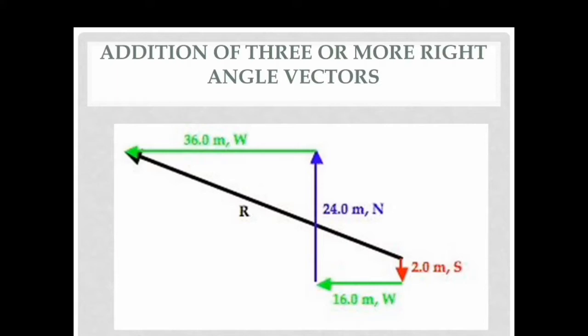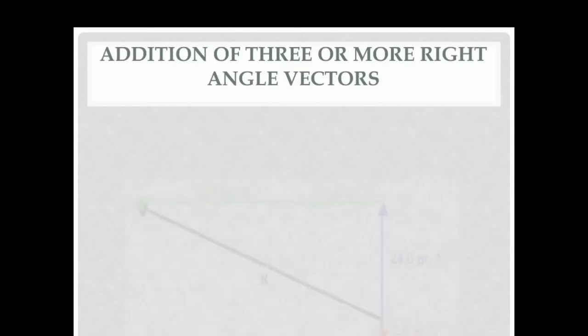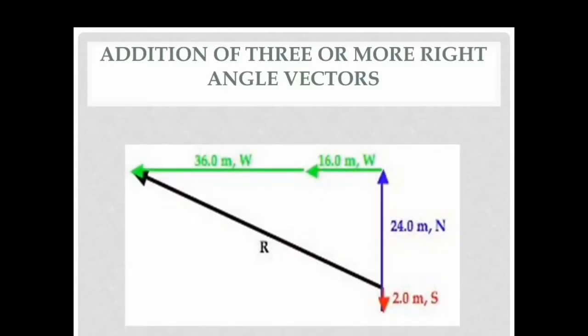The resultant vector drawn in black and labeled R in the vector addition diagram is not the hypotenuse of any immediately obvious right triangle, but by changing the order of addition of these 4 vectors, one can force this resultant vector to be the hypotenuse of a right triangle. For instance, by adding the vectors in the order of 2 meters south plus 24 meters north plus 16 meters west plus 36 meters west, the resultant becomes the hypotenuse of a right triangle. This is now the addition diagram.